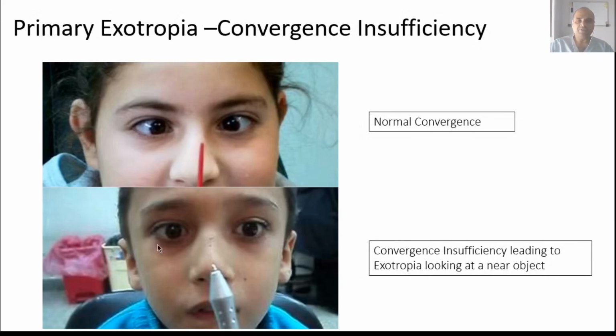So this is convergence insufficiency exotropia. The picture at the top shows a girl who is focusing on a near object and both of the eyes are converging equally. The picture at the bottom shows a child in which the left eye is unable to converge properly and has moved temporally, or outwards, as compared to the right eye. So this is a left eye convergence insufficiency exotropia.